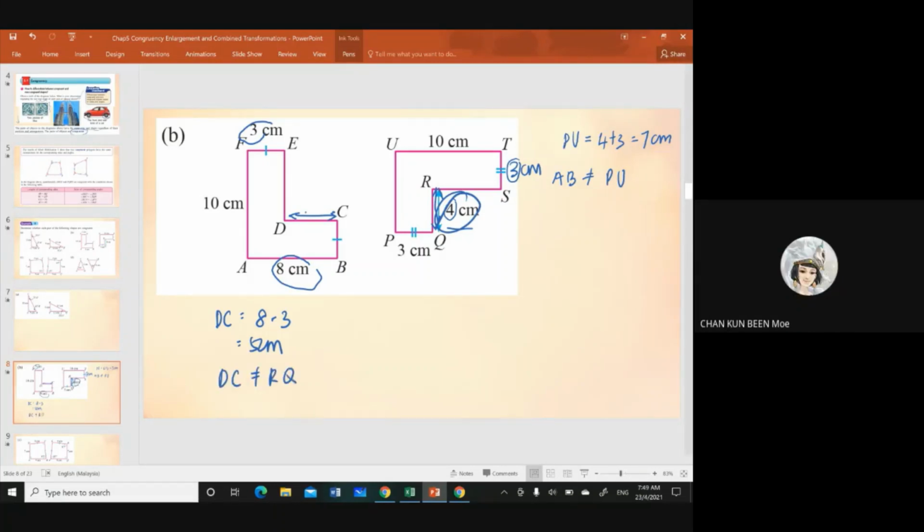All right. Therefore, these two diagrams are not congruent. That is how we find out, because you already find out the length is not the same. So even though all the angles are 90 degrees, we cannot determine anything. Over here, we can only determine the sides. So we move on to the next question, C.